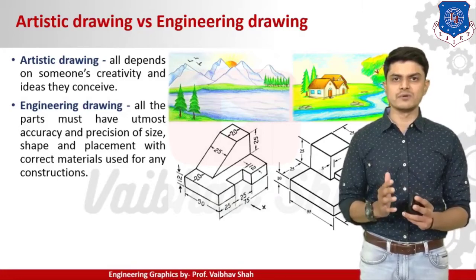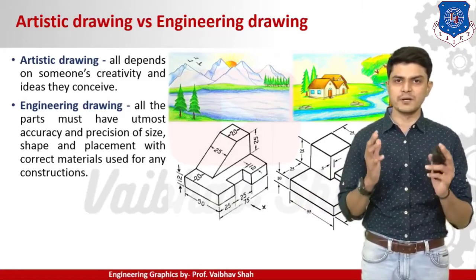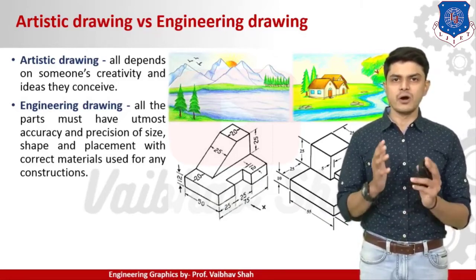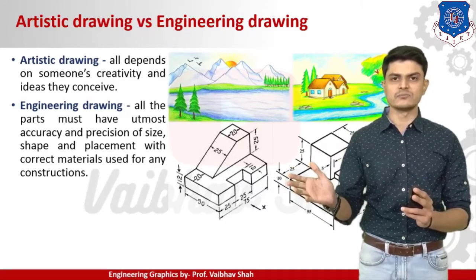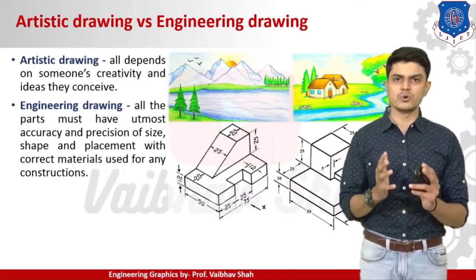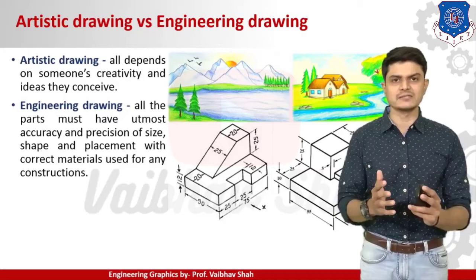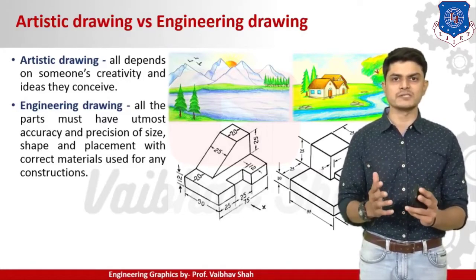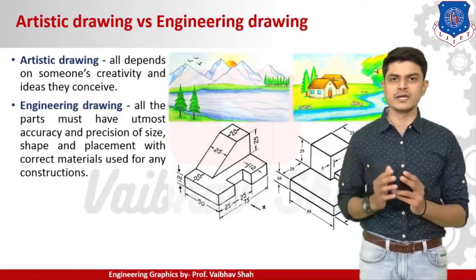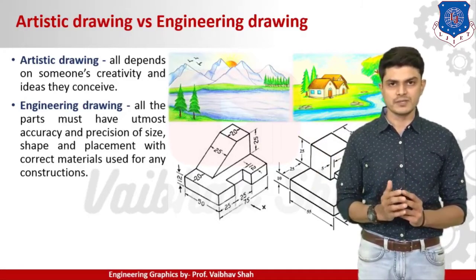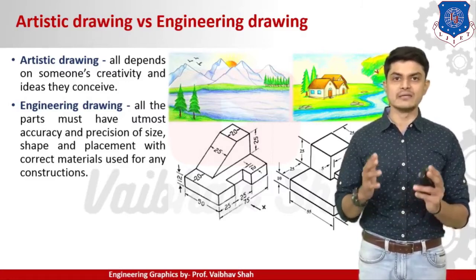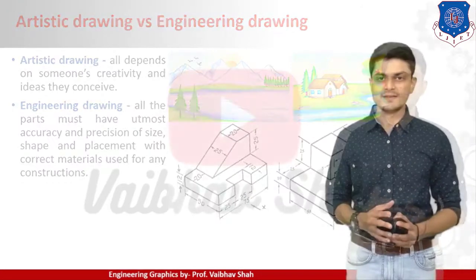So if I give someone this kind of drawing to draw, then particularly with knowledge of this subject, they would draw almost the same drawing which I have drawn on my left hand side. And if I give someone a nature drawing to draw, then it depends on someone's creativity, what they perceive in their mind about nature, and they will either draw this kind of drawing or the second kind of drawing. So that is the main difference between your artistic drawing and your engineering drawing.